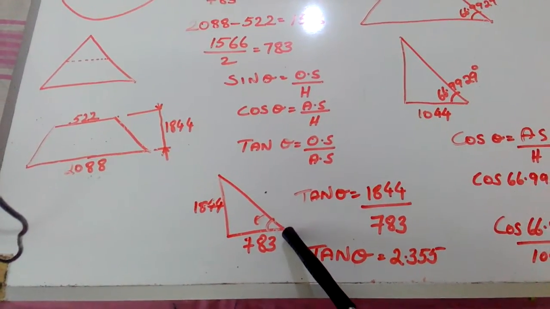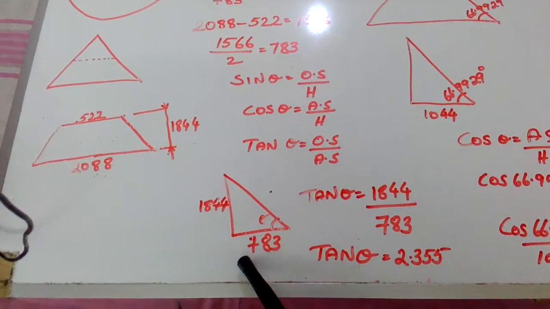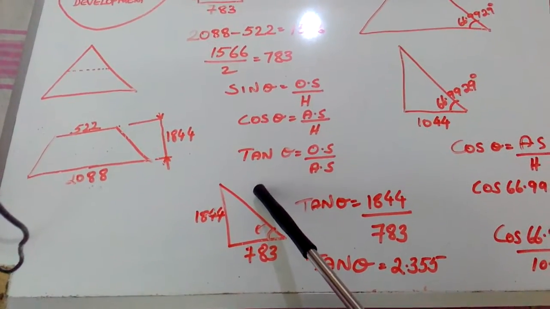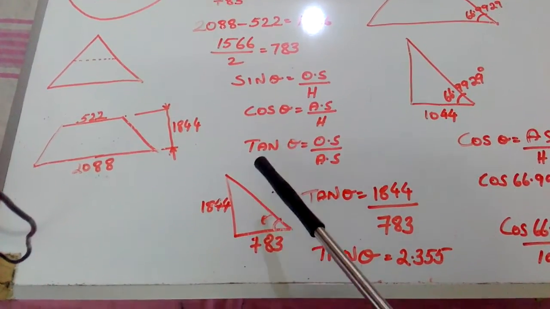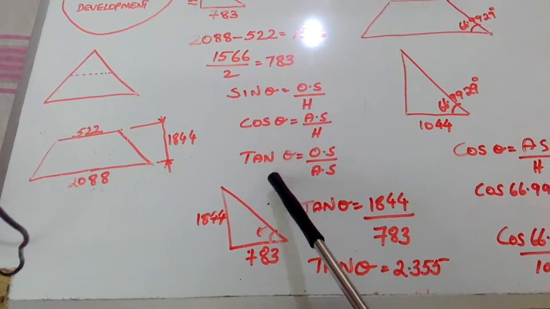According to this degree, the adjacent side means the nearest side, this side, 783, divided by the hypotenuse. The hypotenuse is the side opposite the 90 degree angle. And the last formula is tan theta.